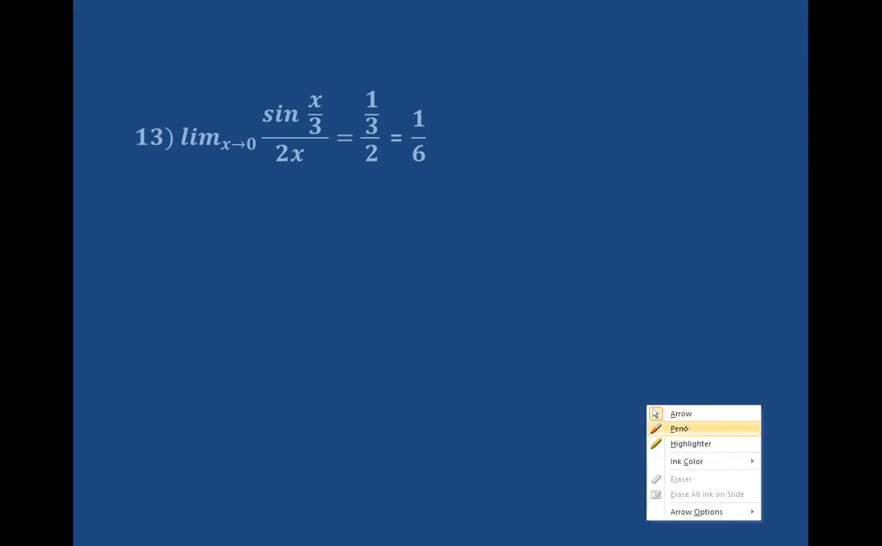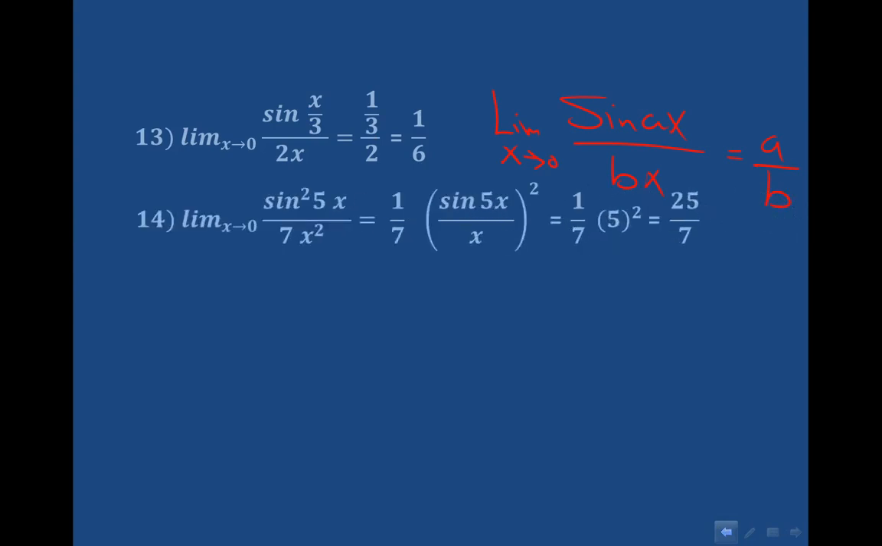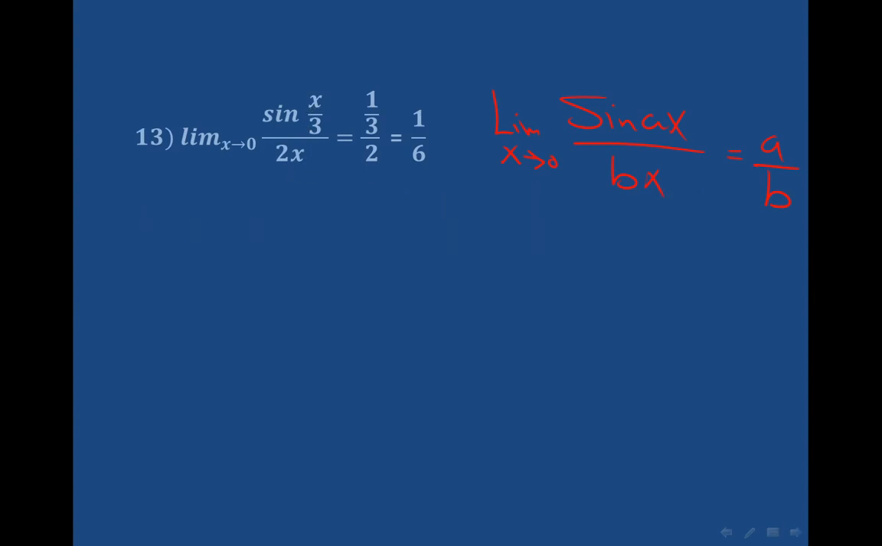Another problem. Limit when x tends to 0 of sine x over 3 over 2x. It's the same as sine ax over bx. As we wrote before, the limit here equals a over b. Then for sine x over 3 over 2x, the limit equals 1 third over 2, which equals 1 over 6.